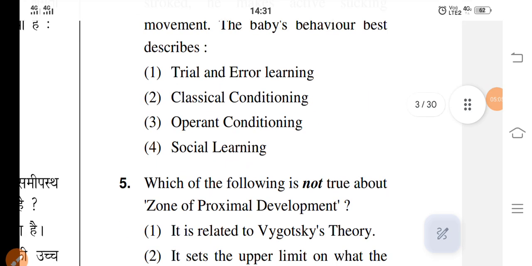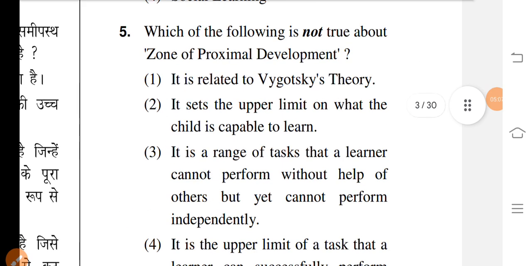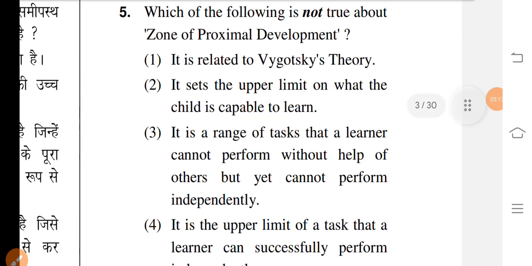ஓகே ஓகே, next one is fifth question. Which of the following is not true about zone of proximal development? First one, it is related to Vygotsky's theory. Second one is, it sets the upper limit on what the child is capable to learn.